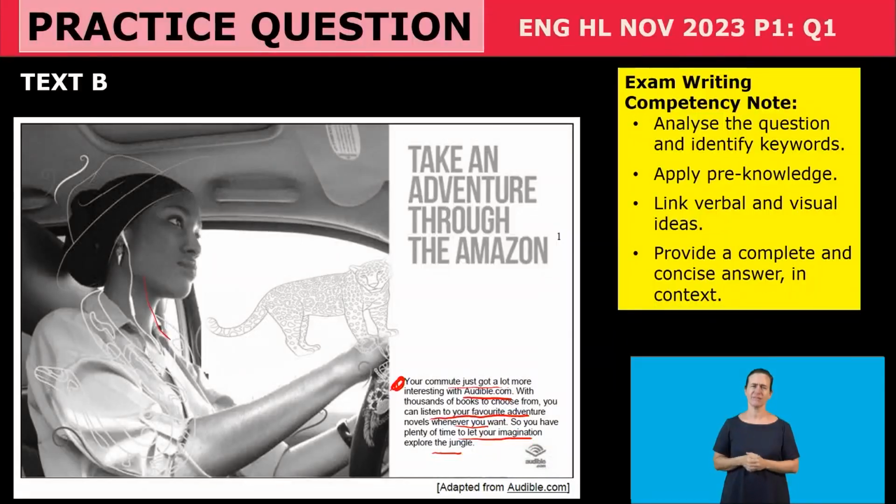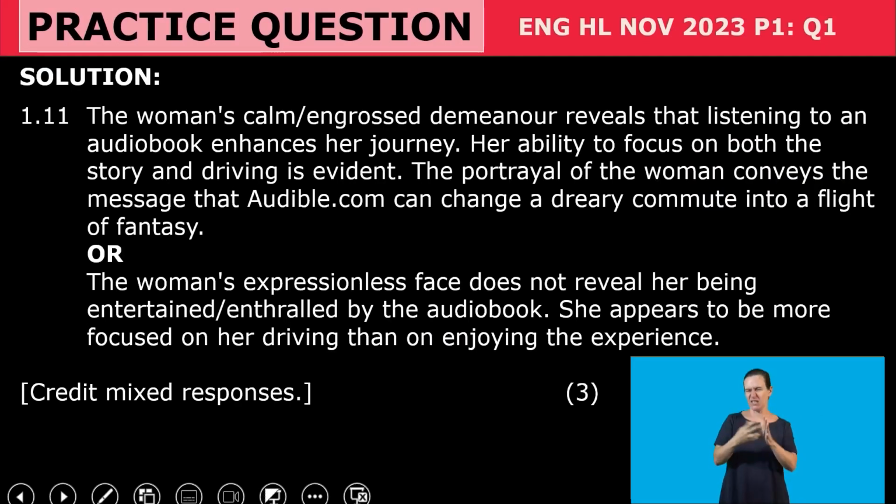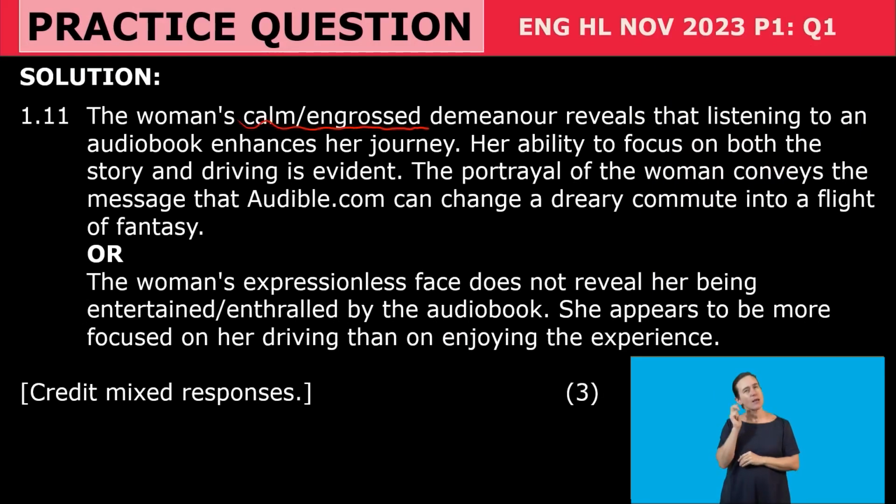So we're looking for this question at the portrayal of the woman. There are, of course, pictures of animals. If you can see, there's a snake around her neck and a tiger. She's wearing an imaginary hat, these illustrations, but that's not what this question focuses on. It focuses only on the woman. Now let's take a look at the example. We're looking for the portrayal of the woman in conveying the message of text B. So the woman seems calm, engrossed. She seems relaxed while in her commute. It reveals that listening to an audiobook enhances her journey. Her ability to focus on both the story and driving is evident.